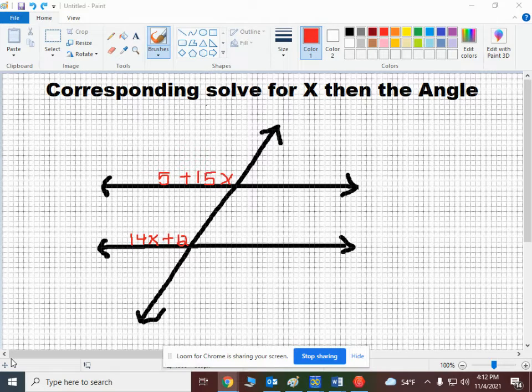Hein's Math Bunker. And today we're going to solve for corresponding angles. First, we're going to solve for x, and then we're going to find the actual measurement of the angle.